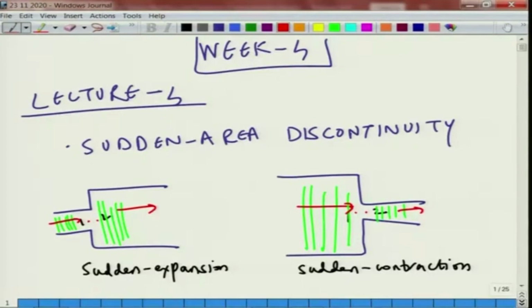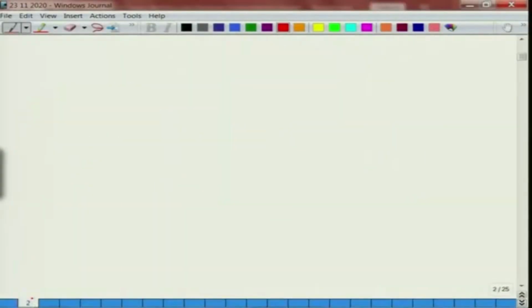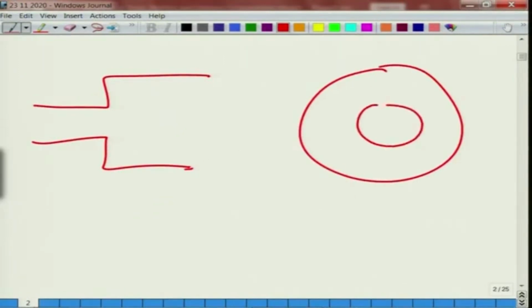So, sudden expansion or sudden contraction, that is what constitutes a sudden area discontinuity. So, you see the schematics here. Suppose you have a pipe like this, from the side view, and if you look from the other side, it is probably like this. So, the idea is that this is the diameter of the smaller pipe, and this is the diameter of the bigger pipe.